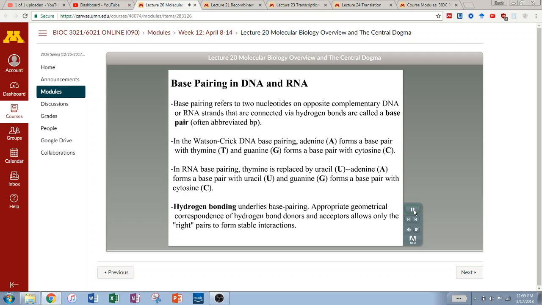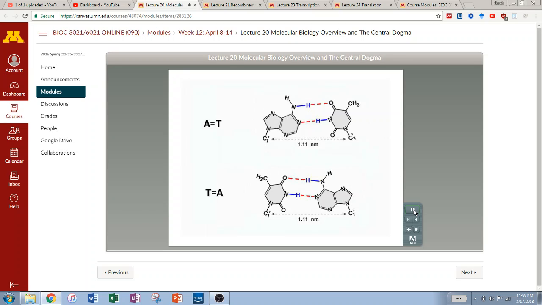Hydrogen bonding underlies base pairing. Appropriate geometrical correspondence of hydrogen bond donors and acceptors allows only the right pairs to form stable interactions. Base pairing occurs between complementary bases in DNA and does not occur between non-complementary bases. The complementation between those base pairs represents the most important example of hydrogen bonding in living systems. Base pairing is at the heart of DNA replication, of transcription of DNA to RNA, and of translation of RNA into protein.